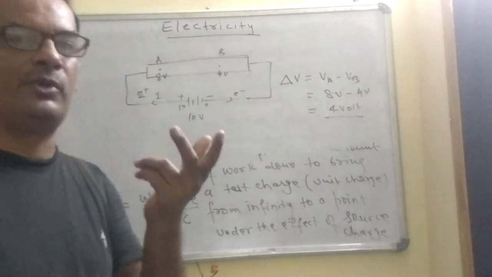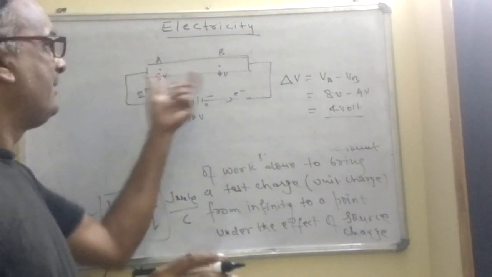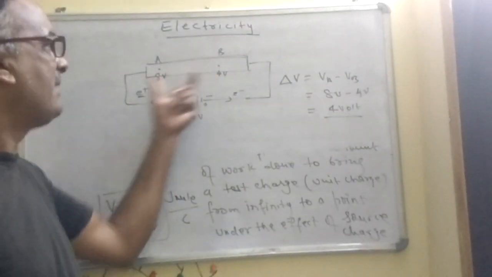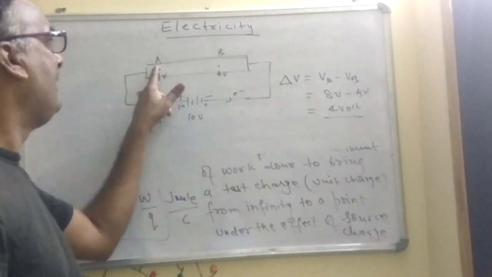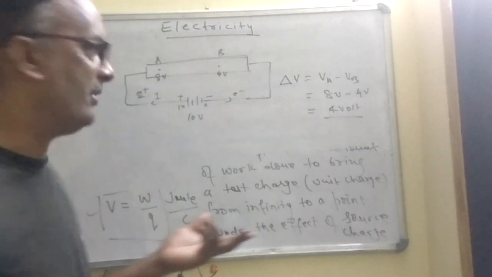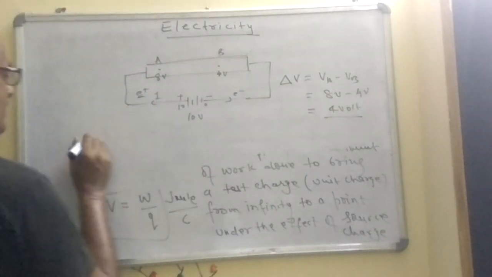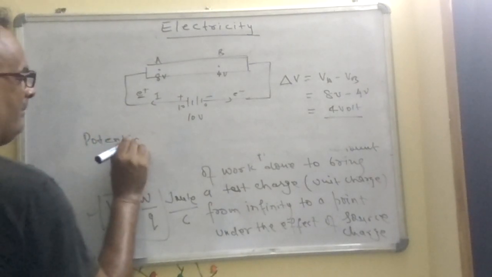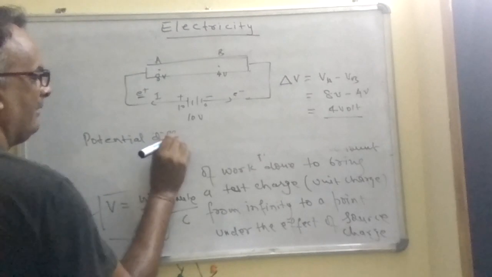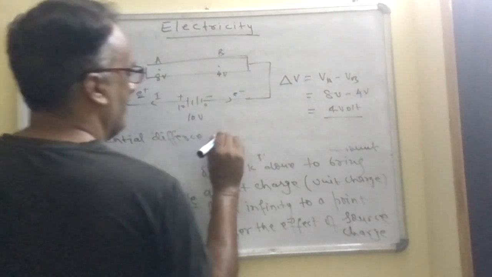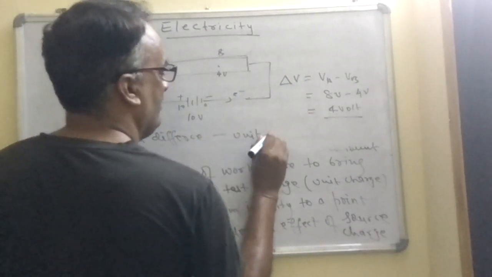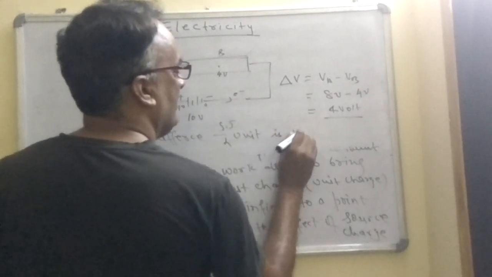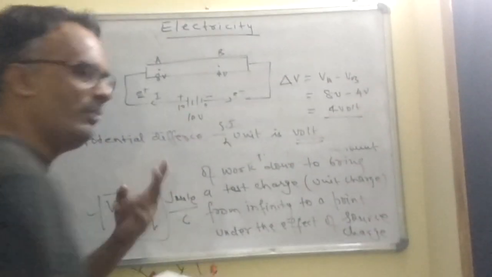Means you have to fix any 2 points in the conductor, and then what is the electric potential here? 8 volt. यहाँ पे electric potential कितना है? 4 volt. So potential difference क्या होगा? The electric potential difference between A and B. This is called the potential difference. और इसका भी जो यूनिट होता है, वो क्या होगा? Again it is volt, वो volt ही होगा. तो यहाँ पे 2 पॉइंट लेते हैं, वहां पे एक ही पॉइंट होता है.